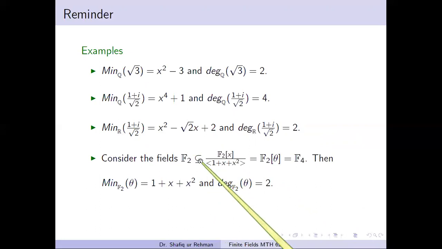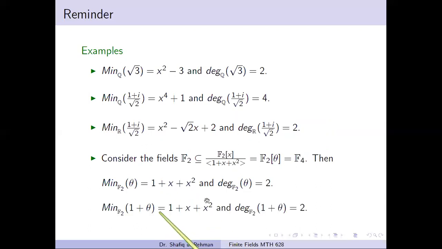Now in the case of finite fields, if we consider the field F2 contained in the field F4, then F4 has 4 elements: 0, 1, theta and 1 plus theta. Then the minimal polynomial of theta over F2 is 1 plus x square, and it has degree 2. Also, the minimal polynomial of 1 plus theta is 1 plus x square, and its degree over the field F2 is 2. Notice that here both the algebraic elements have the same minimal polynomial, and such algebraic elements which have the same minimal polynomial are said to be conjugate.